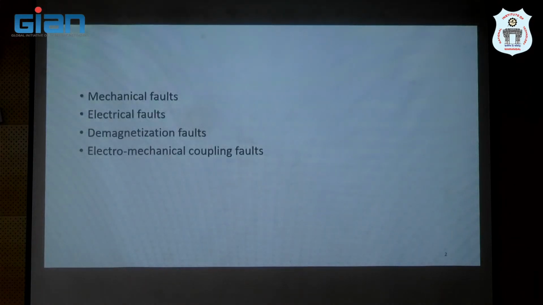So you have, broadly, mechanical faults, electrical faults, demagnetization faults, and electromechanical coupling faults. We will try to focus on mechanical faults, like eccentricity faults and rotor bearing problems. Those aspects will come under mechanical faults.